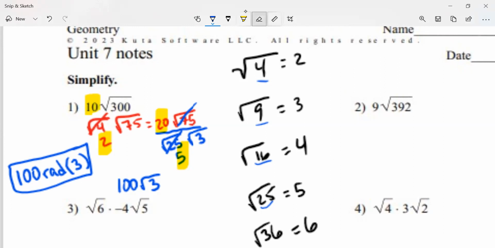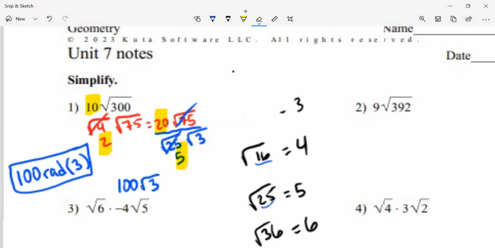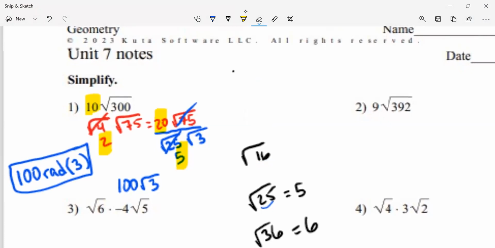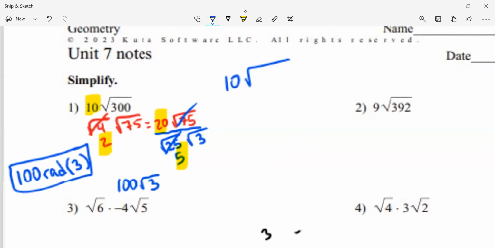Now, interesting, let me erase this. Interesting that you can simplify faster. Remember how when you started learning how to simplify fractions, sometimes it took you a few steps and then sometimes you just solved it in one step? Let's say I had 10 radical 300 to begin with. Let me show you guys another way how to solve this even faster.